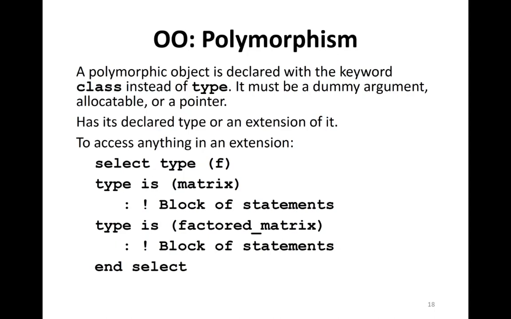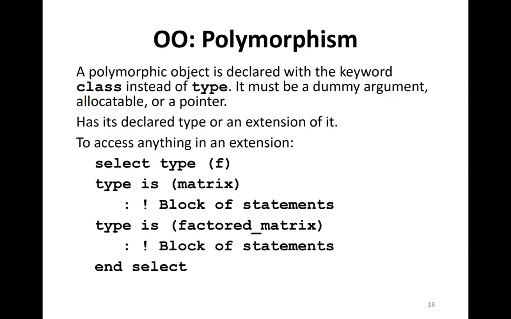So this allows the compiler at compile time to be able to compile code for this, because when it's compiling this code, it knows it's only a class and not a type, but it will know about this factored matrix type. So it can compile code in there to be appropriate.